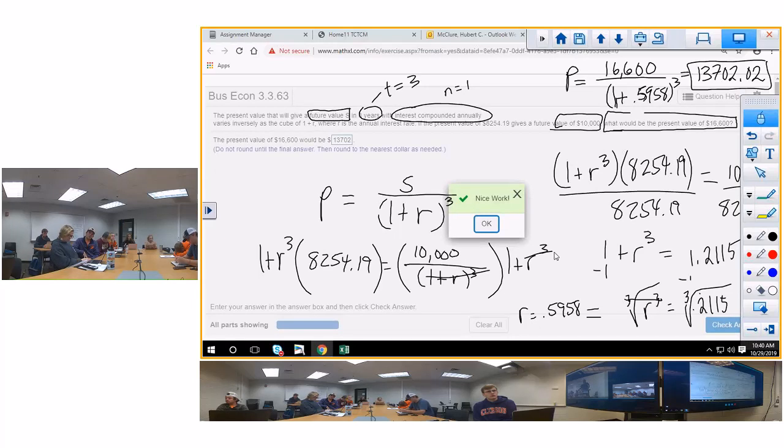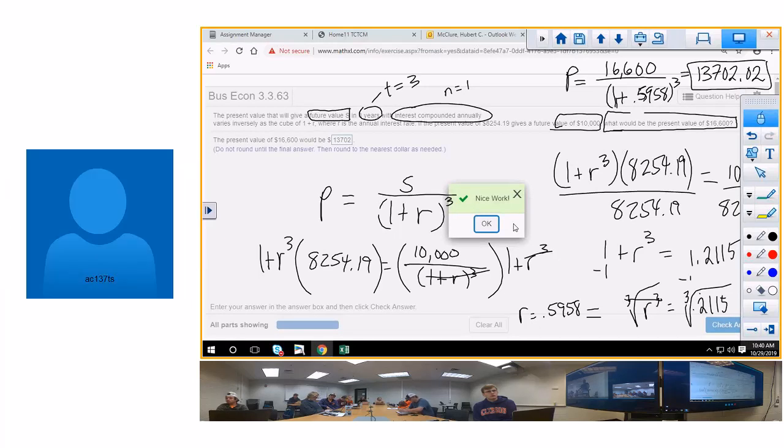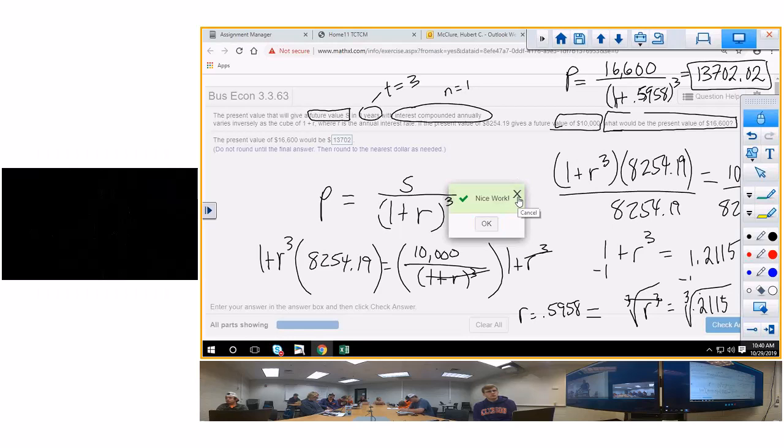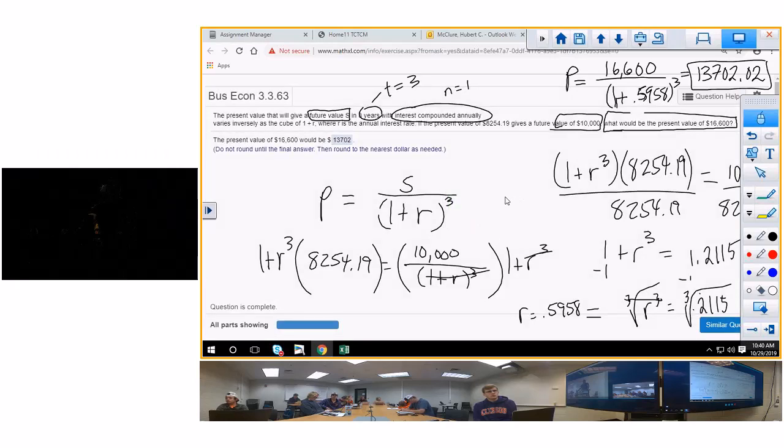So that's a pretty good test question. The only reason I don't like it is it's kind of out of the norm. When you're working with compound interest all the time and you get that 59%, that might throw you for a loop.